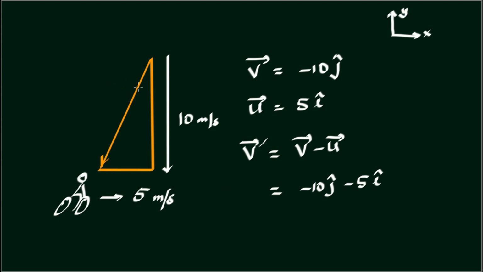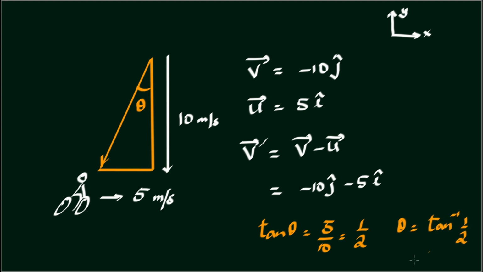And let's see what angle it makes with the vertical. If I call this angle theta, you can see right away that tan theta is equal to 5 by 10, that is equal to half. And so the angle theta is tan inverse half. Of course, in the animation that I have created, you will see this angle referred to as negative because I have taken angles anti-clockwise as positive and clockwise as negative. But you don't have to worry about the sign. Your answer is theta is equal to tan inverse half.